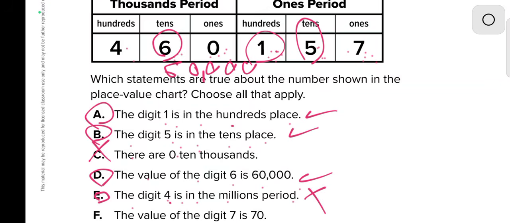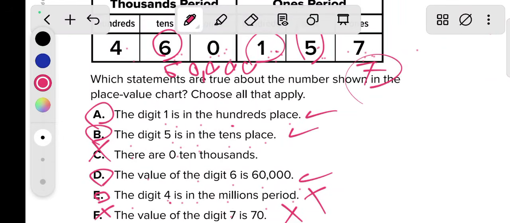The value of the digit 7 is 70. 7 is here. Do you have any number after it? No. So it's just 7, not 70. It's wrong. I think it's so easy for you.